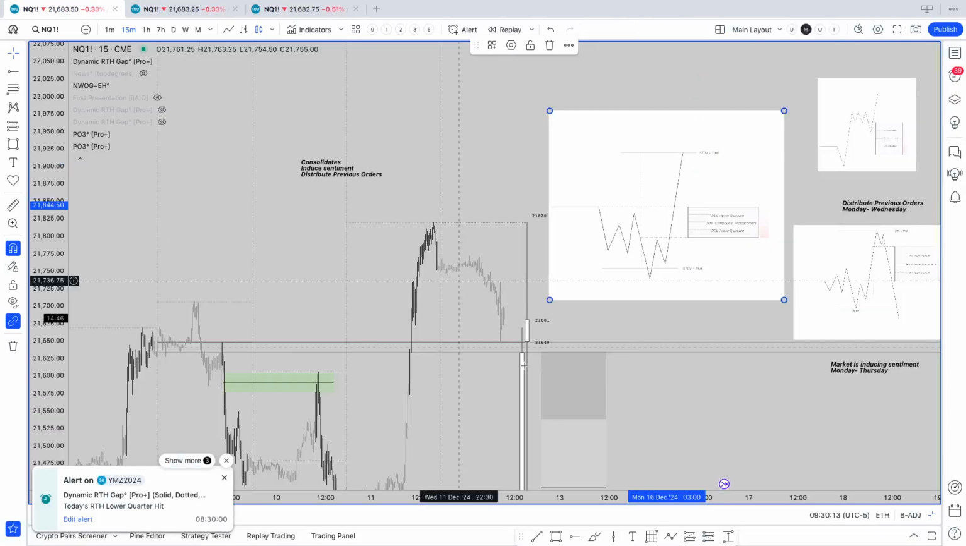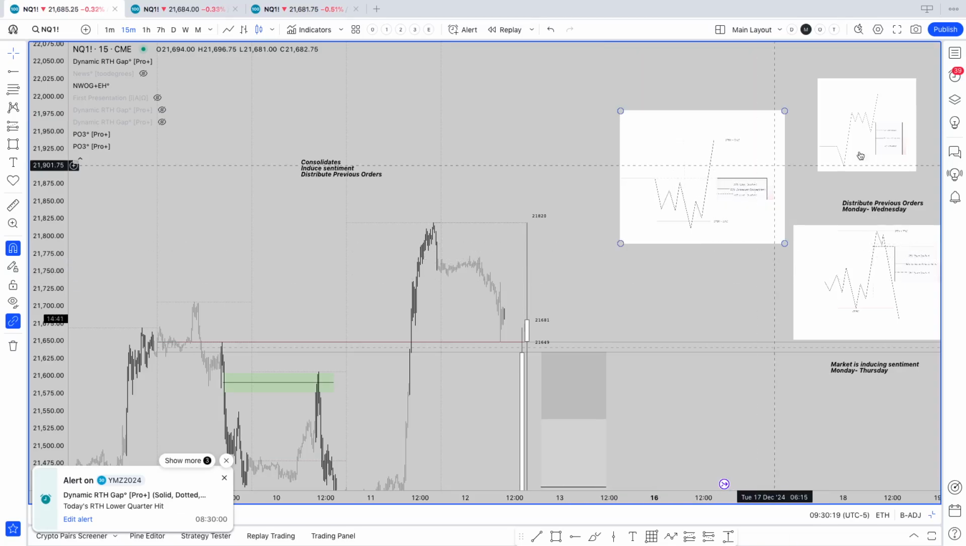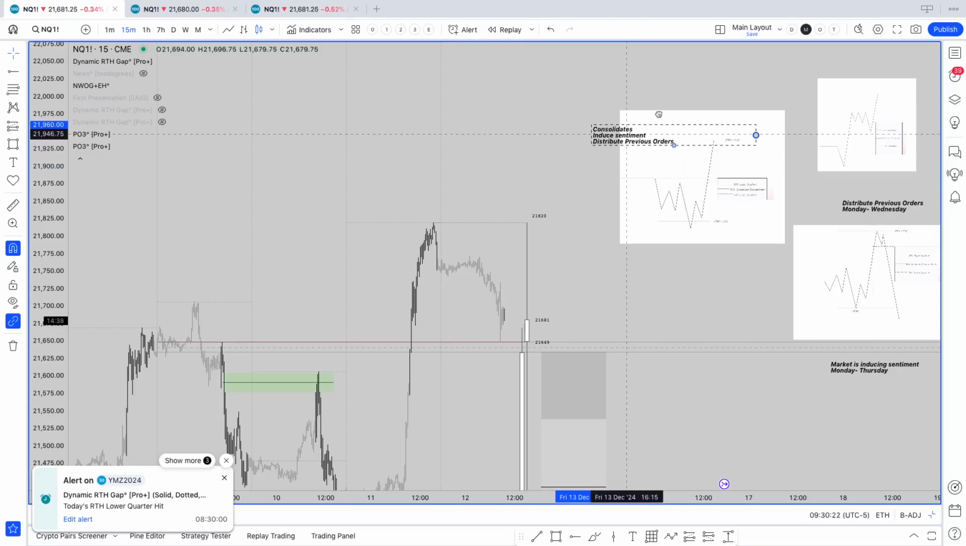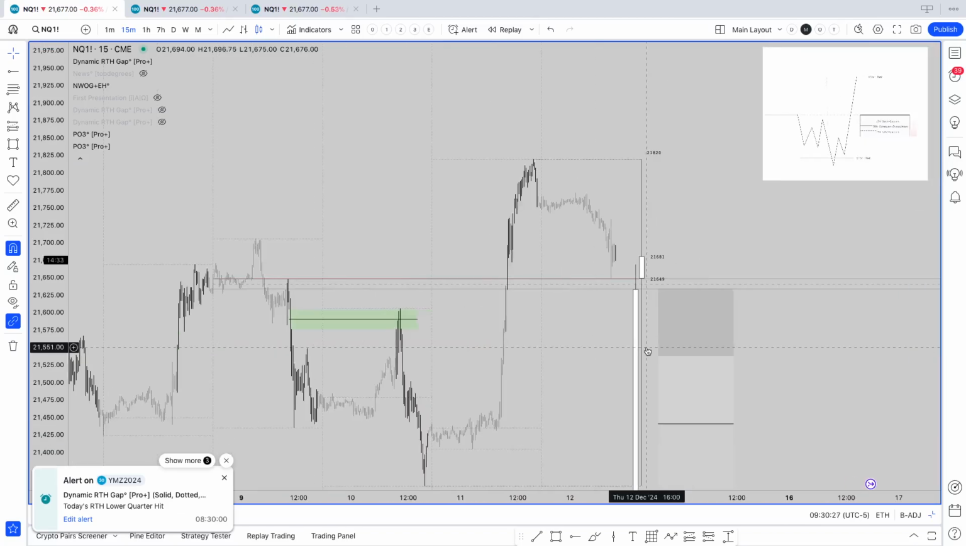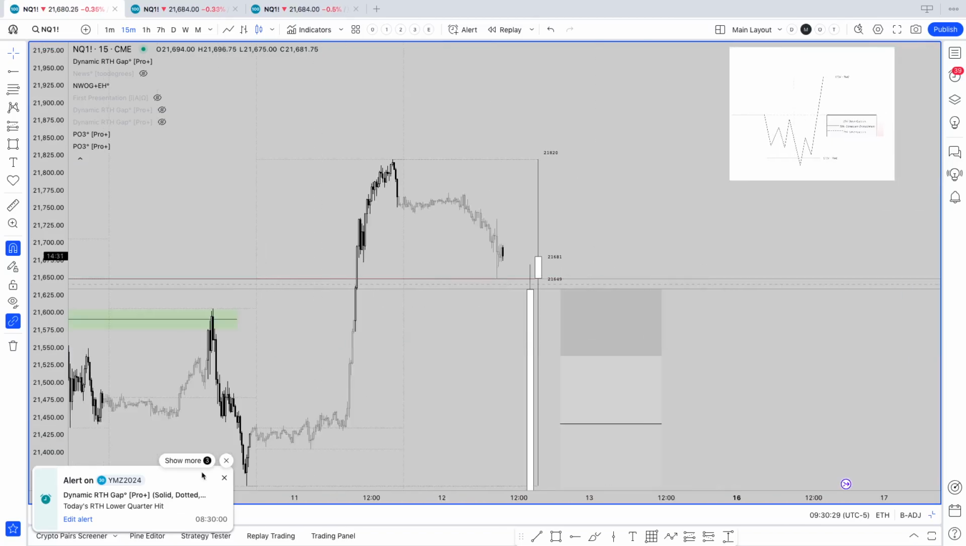So this is the way that you can look for profiles from overnight price action, with the gap framework, standard deviations, and yes, I have my alerts here.